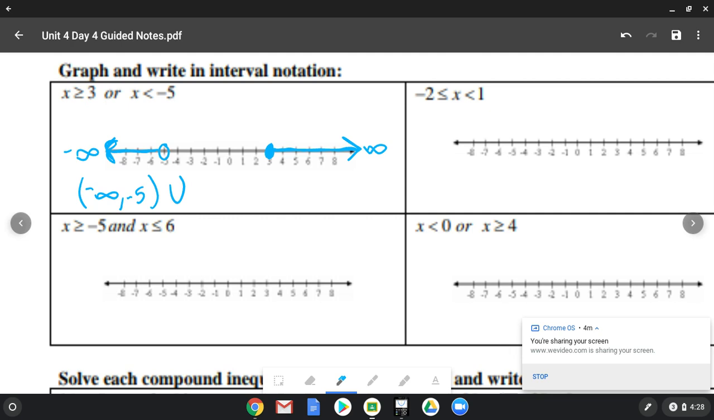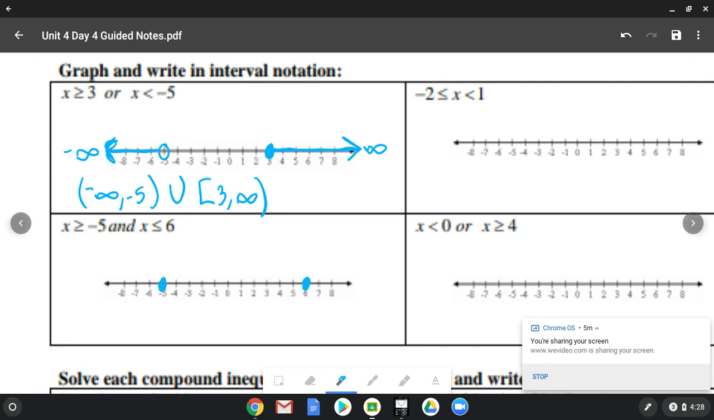We put that U in between. We put a bracket for that 3, comma, and it goes to infinity. And that always has a parenthesis, the infinity. Let's go right below that. So 6 is a closed circle because it says equal to, and negative 5 is a closed circle because it says equal to.